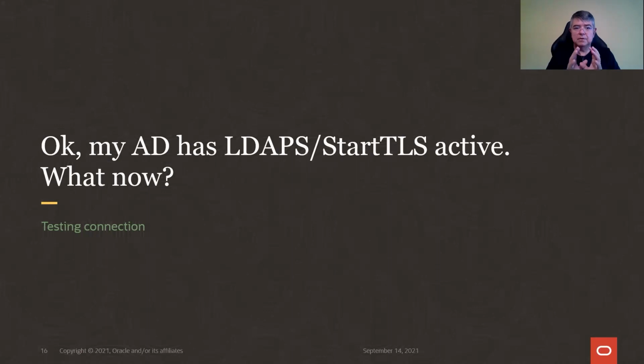Okay. Configuring the Active Directory domain server to support encryption, to activate LDAPS and StartTLS, is out of scope of this presentation. I assume you were able to handle it and start that service correctly on the Active Directory. Now you have LDAPS and StartTLS active in your Active Directory server. What now? What are the next steps?